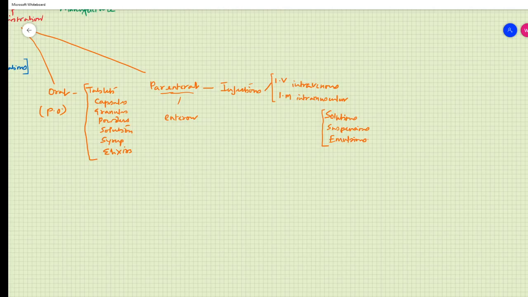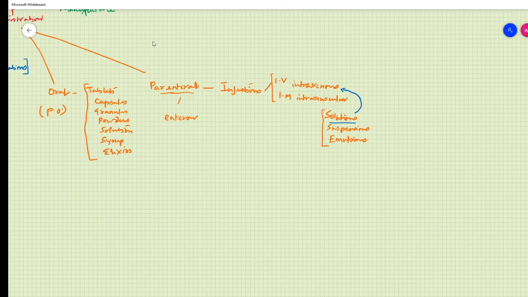So usually, solutions are only administered intravenously. So the most common ones which are given intravenously are solutions. Though some suspensions and emulsions are given, the particle size needs to be controlled. Otherwise, they can occlude the smaller blood vessels. Okay, so those are parenteral.